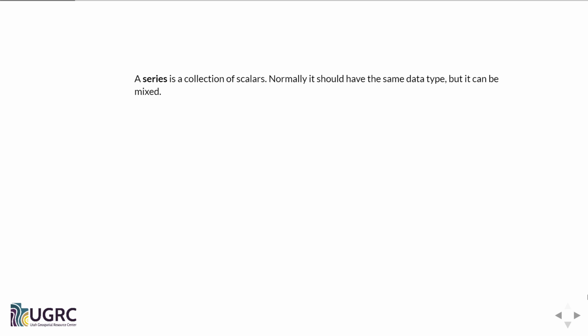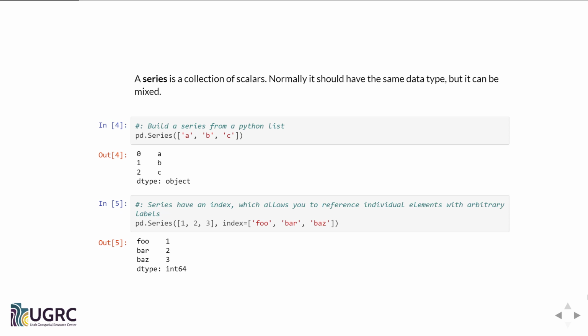And these should all have the same data type, but that doesn't have to be. So we can have a series that we build from a list. This is a series of strings. We can build a series of integers, and we can give it this index, foo, bar, and baz, so that we can reference 1, 2, and 3 by the name foo, bar, or baz when we look at it. And that was that referencing I mentioned earlier.